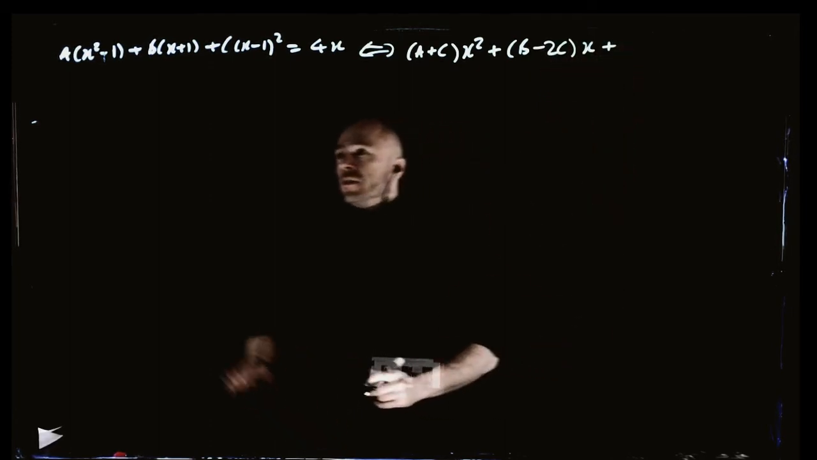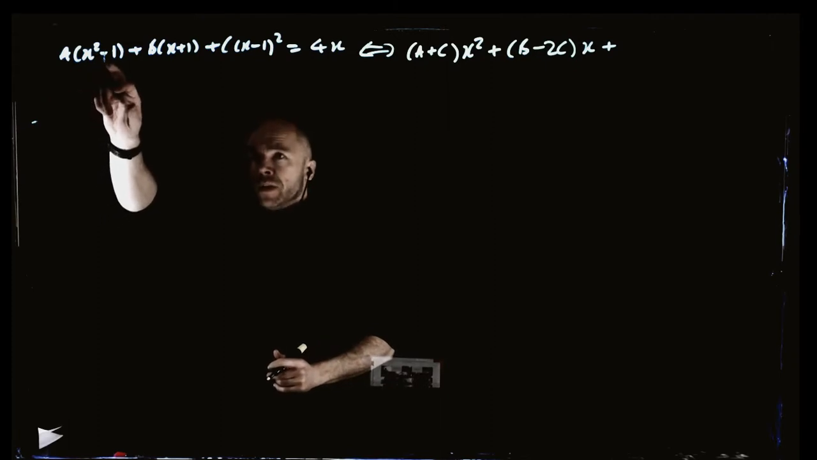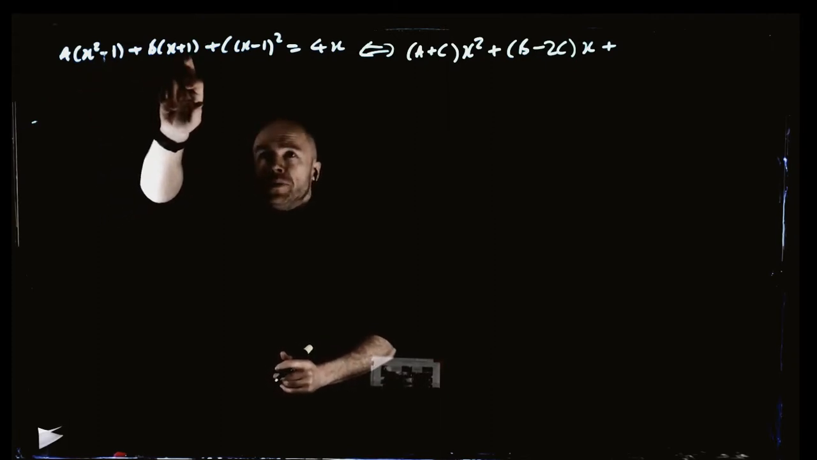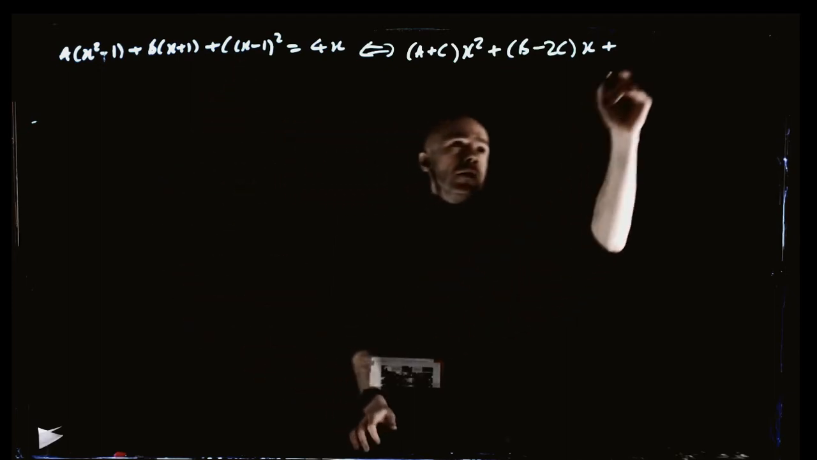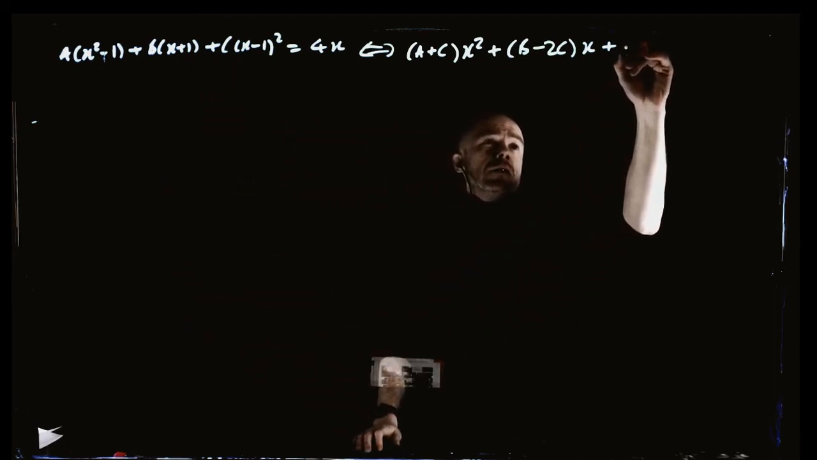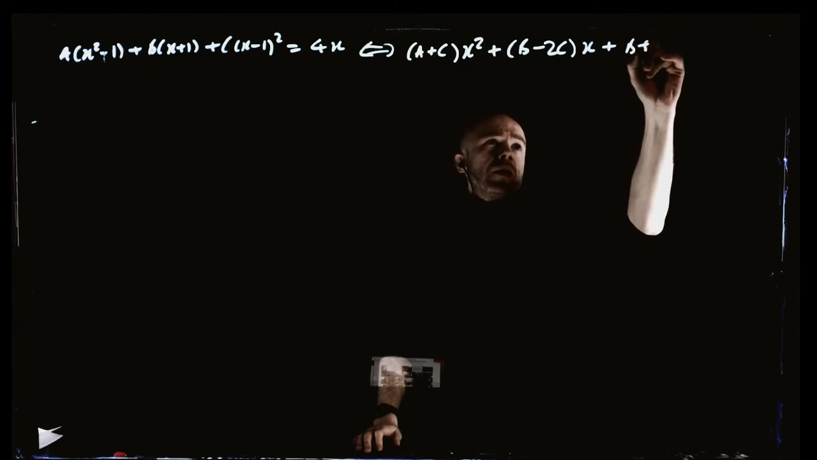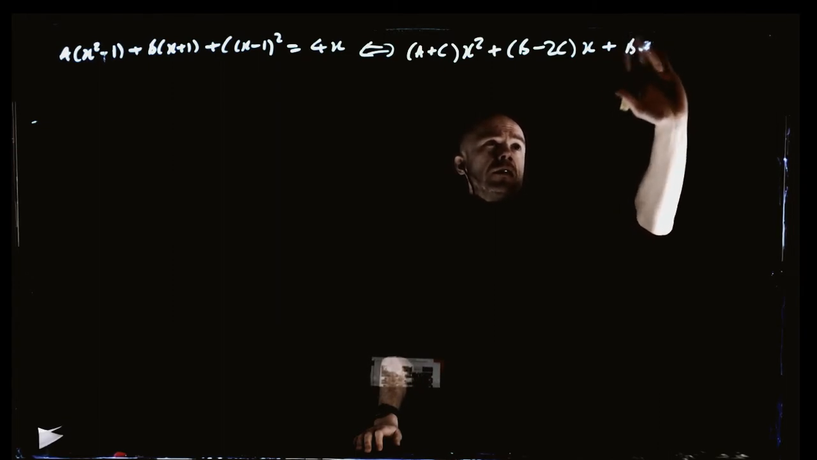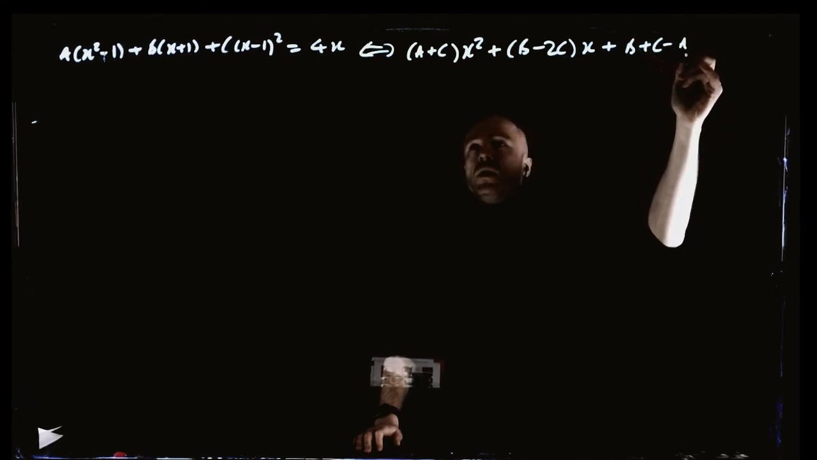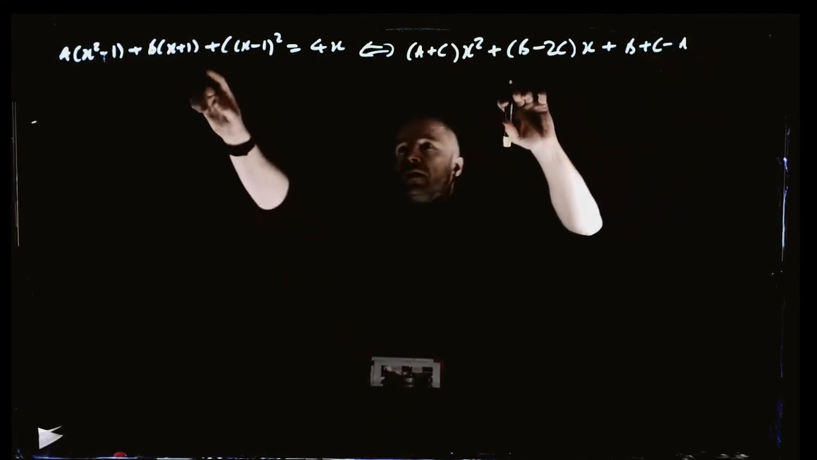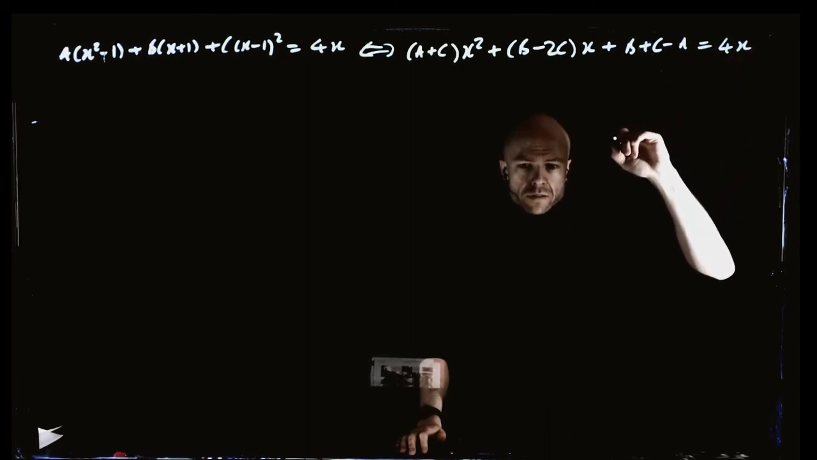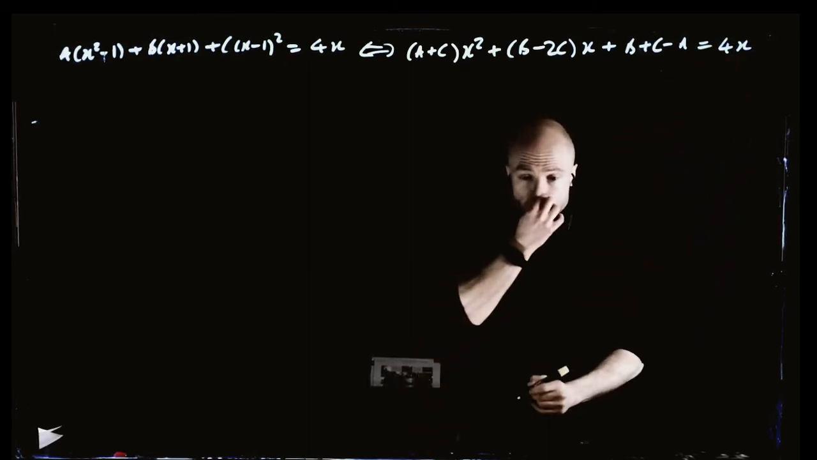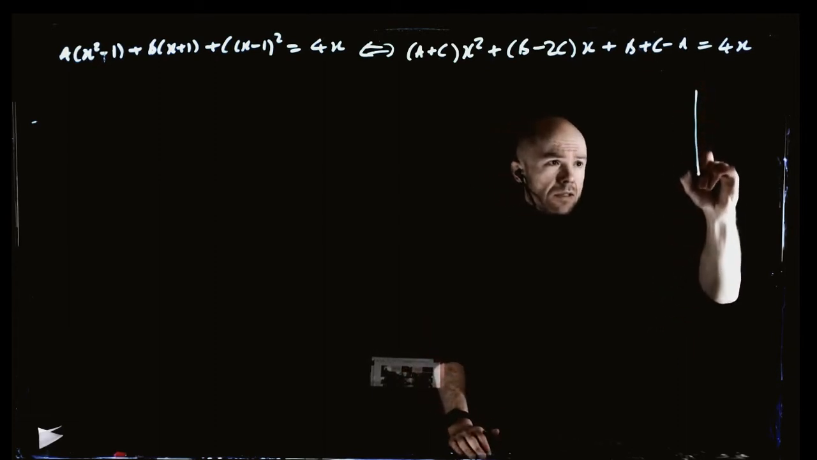And now we put the constant terms. So we get a minus a from here, yeah? And then a b from here, and then a c from here. So we'll have, let's do it like this, b plus c minus a. Yeah? So that is this side, and it has to equal 4x. Cool. And then as we saw last time, it's the same procedure.